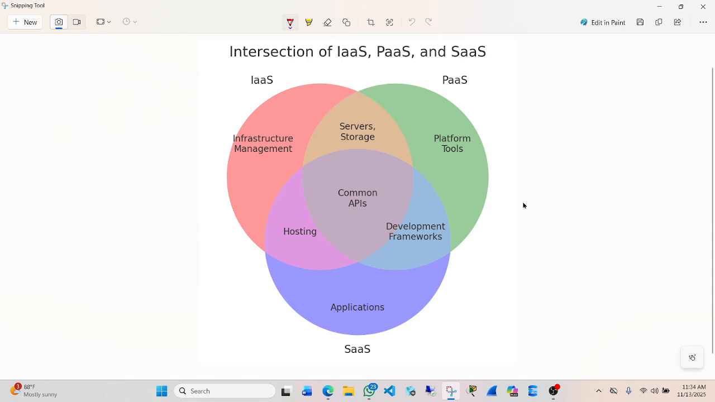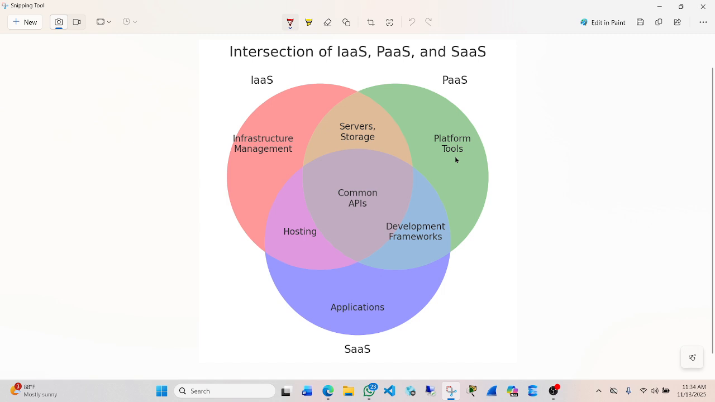Question number one states: choose any two or more data sets in your Venn diagram and determine which elements would be included in the union of those data sets. I choose infrastructure as a service and platform as a service. The union includes everything. In SQL, union includes everything that belongs to either or both. So it's going to be infrastructure, server and storage, common API, and platform tools. So that is it for union.